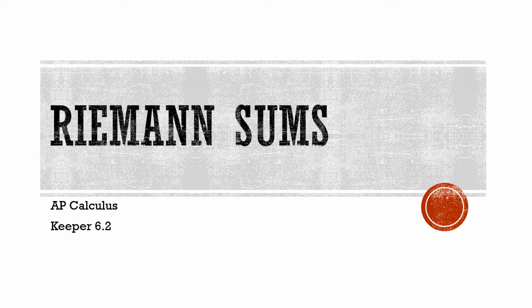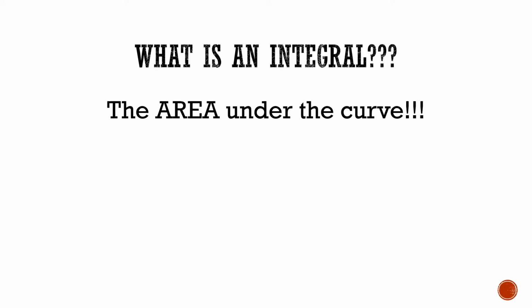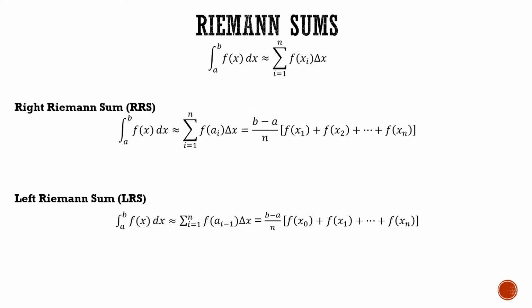Keeper 6.2, Riemann Sums. All right, so the main question we need to ask ourselves is, what is an integral? Well, the integral is simply the area underneath a curve. So if you have some curve, it's the area from the curve to like the x-axis. It also tells you how much you have accumulated or how much you've lost from one point to another point. And again, it's just the derivative backwards.